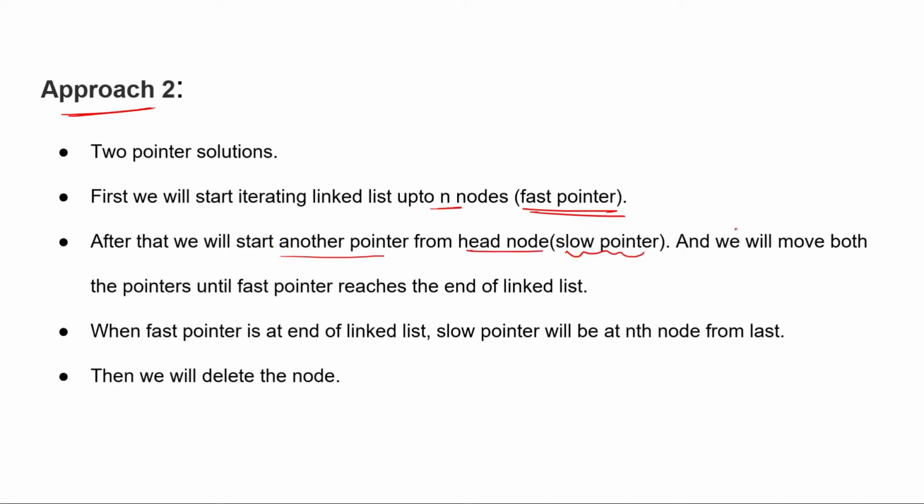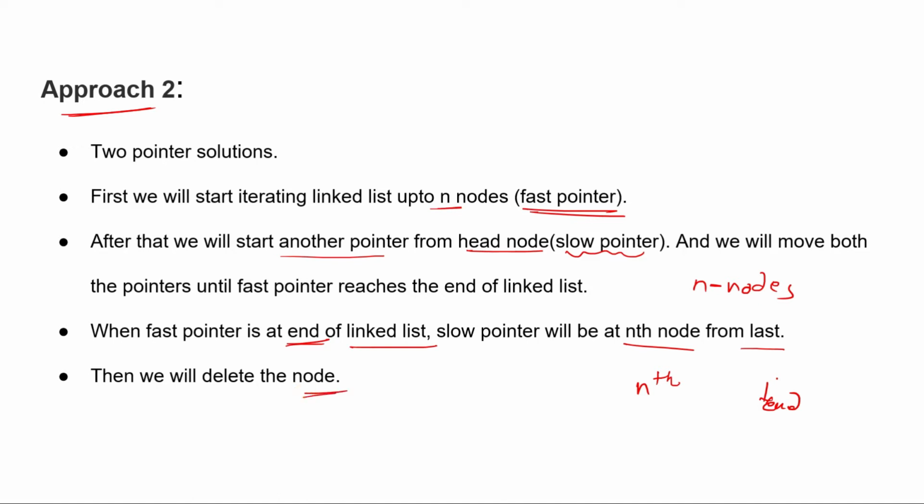Then we move both the pointers simultaneously, so the fast pointer and the slow pointer will have a gap of n nodes between them. When the fast pointer is at the last node, the end of the linked list, then the slow pointer will be at the nth node from the end. So when the fast pointer is at the end of the linked list, the slow pointer is at our nth node from the end, and then we just need to delete that node.